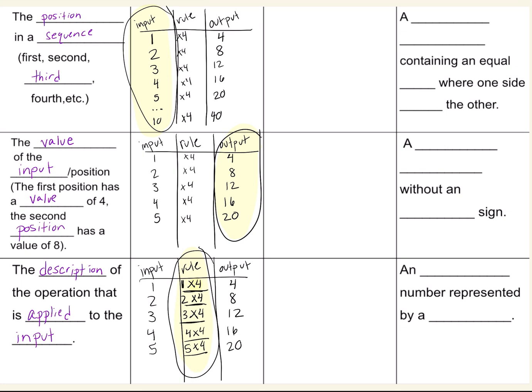Now we're going to talk about some other vocab words. For example, this one right up here, and this word was equation. An equation is a number sentence containing an equal sign where one side equals another.